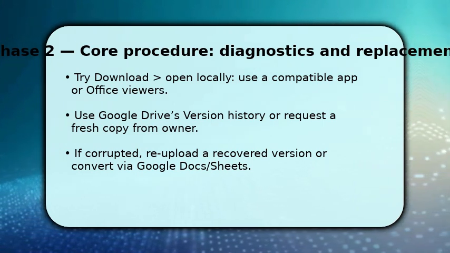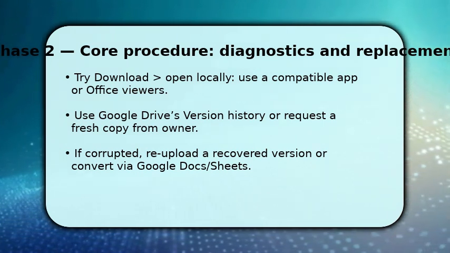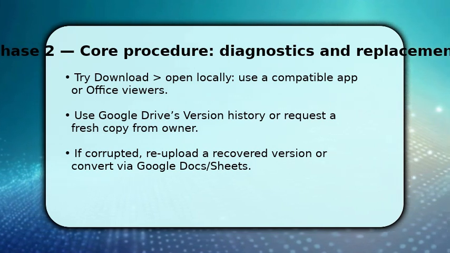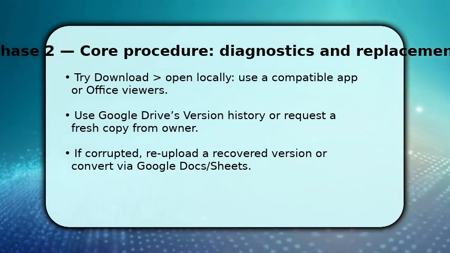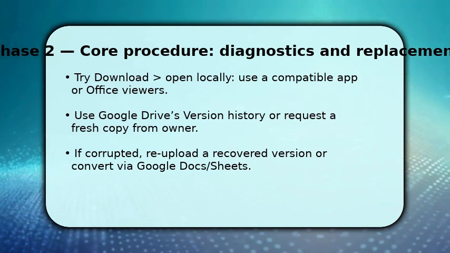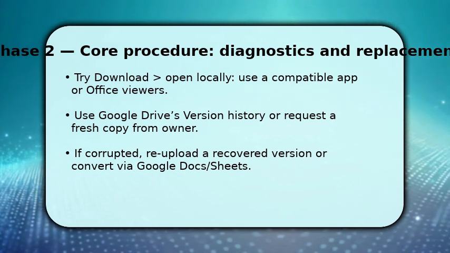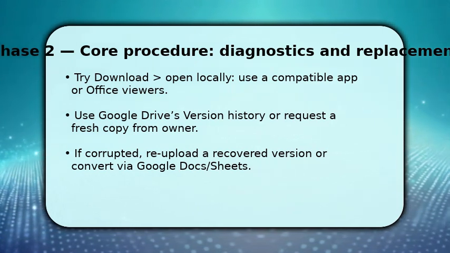If it's a Google Docs type, choose File, make a copy, or use version history to restore a previous state. If the file is corrupted, run a repair tool locally, then upload the repaired version and set sharing to the same permissions. Finish by confirming accessibility and addressing edge cases.